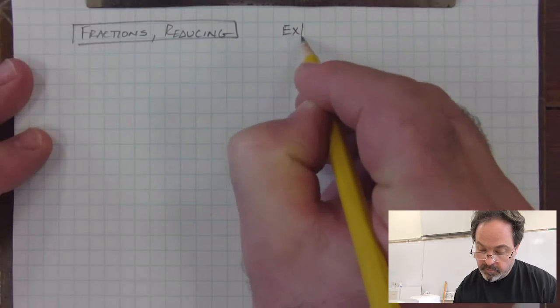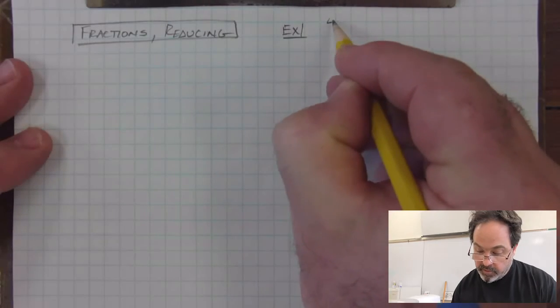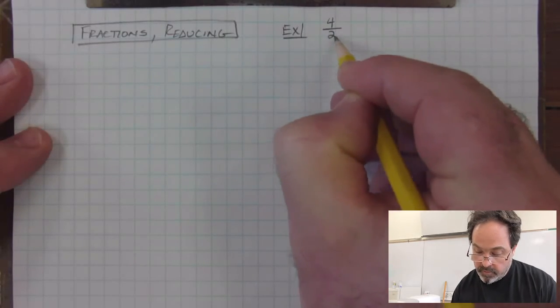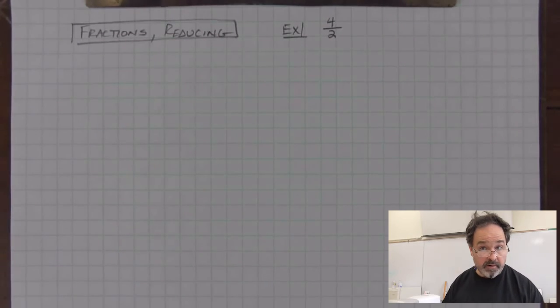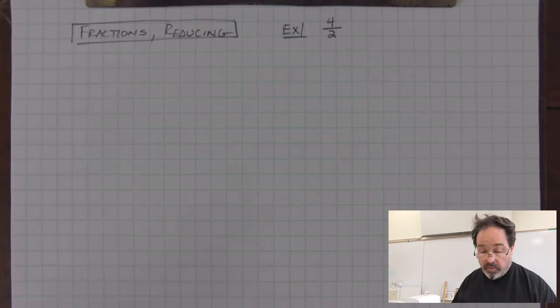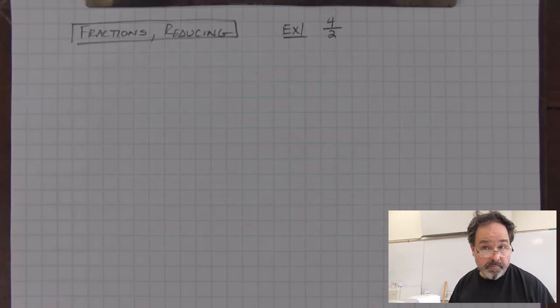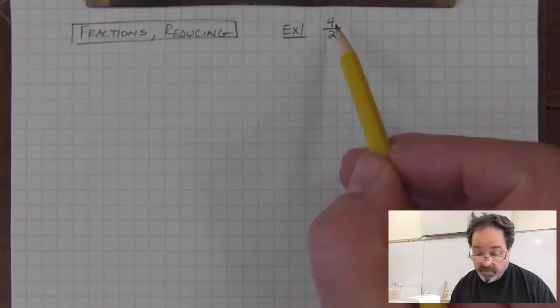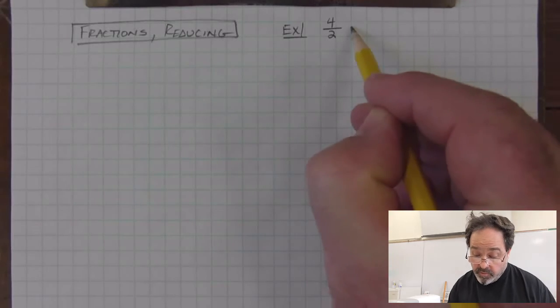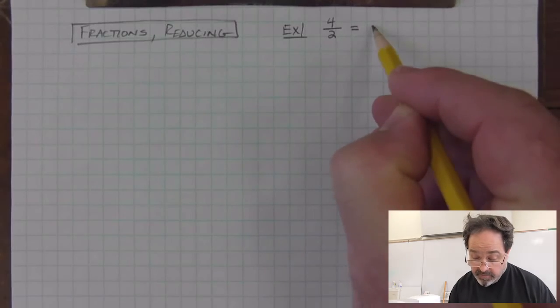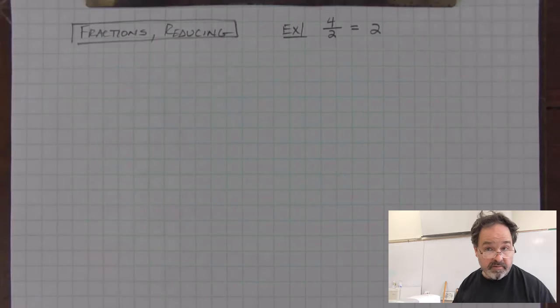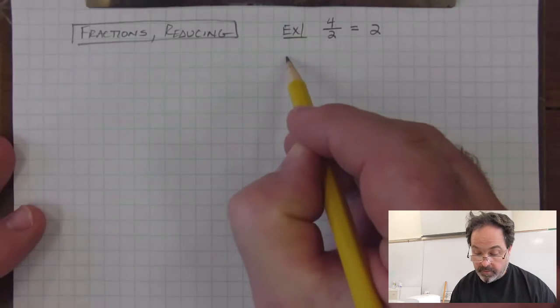For example, we could have the fraction 4 over 2, or 4 divided by 2. Reducing a fraction is a way of simplifying it. If we divide 4 by 2, we do get a simpler way of writing the same value down. 4 divided by 2 is equal to 2. In this case, we simplified and we reduced.